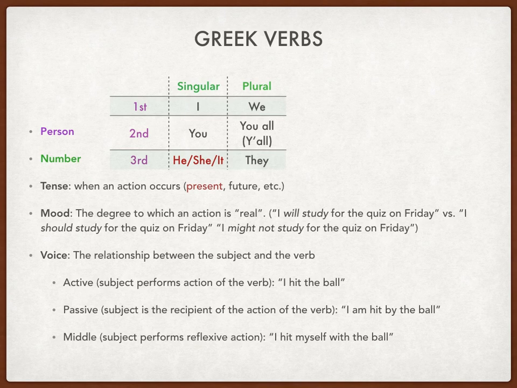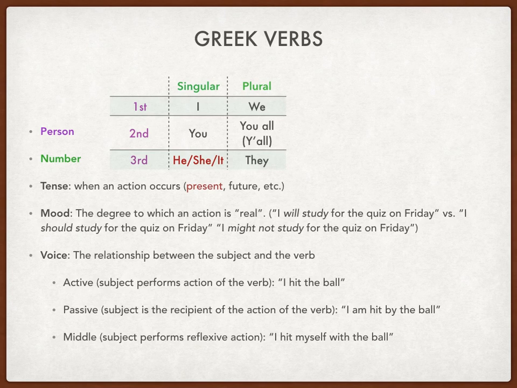The fourth piece of information I will need, which is not terribly important right now, is mood. Mood describes the degree to which something, an action, is real. So a couple examples that you see on the screen in front of you, there's a very big difference between saying, I will study for the quiz on Friday or Monday versus, I should study for the quiz on Friday, but I might not.